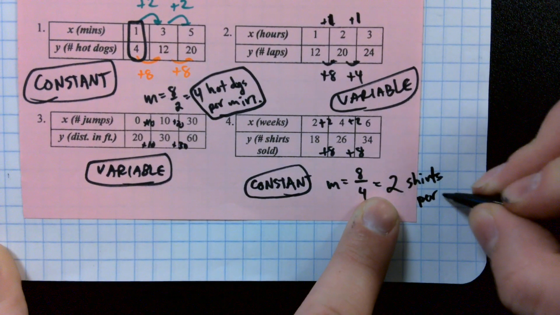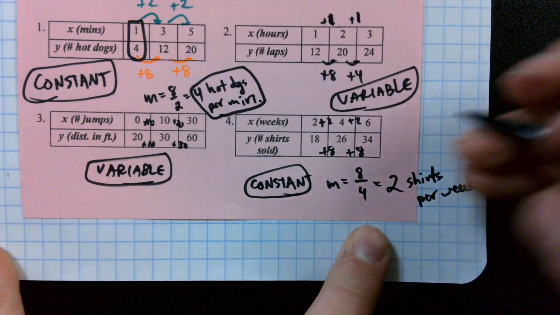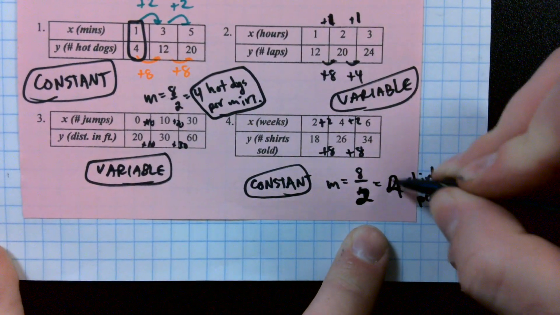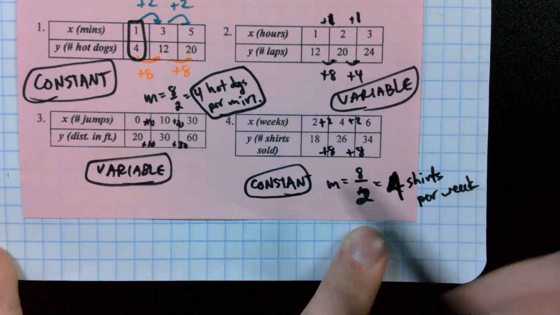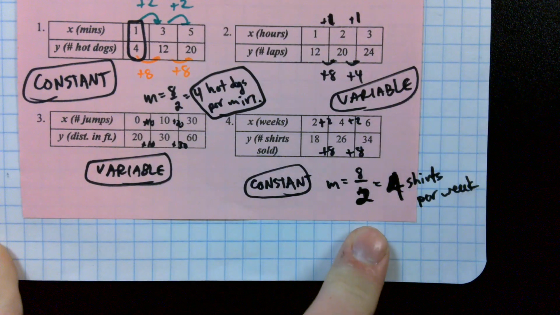How do you get 4? How'd you get 4? Whoa. Oh, sorry. I'm not very good with numbers. That's my bad. Okay. I had him in the wrong spot. 8 divided by 2 gave me 4 shirts sold per week.